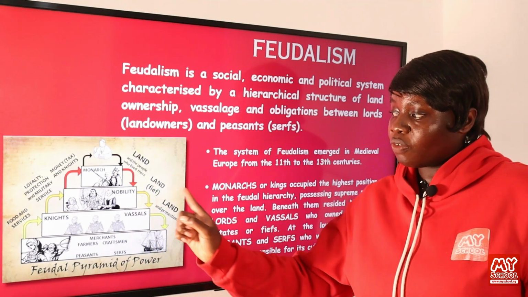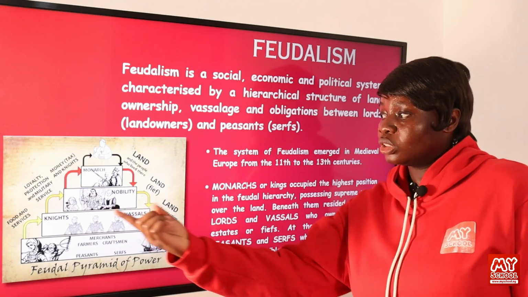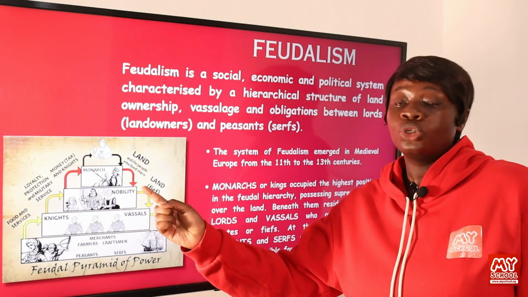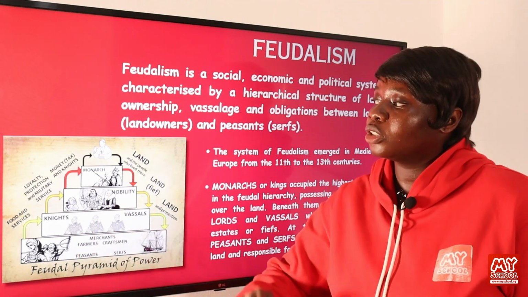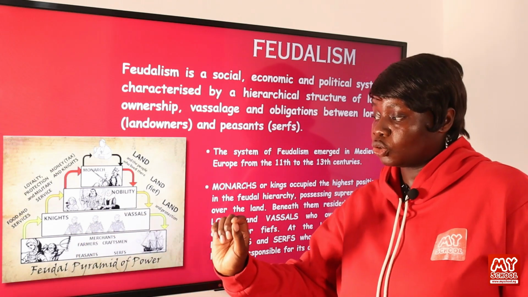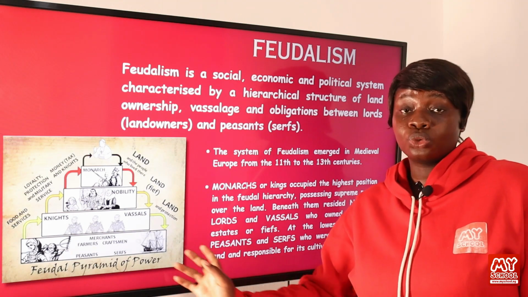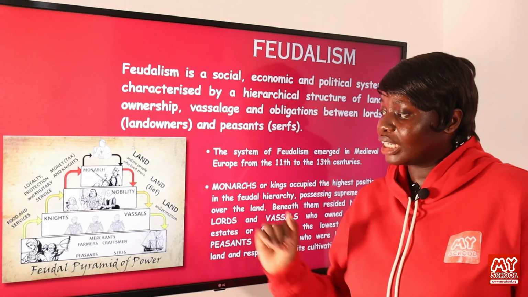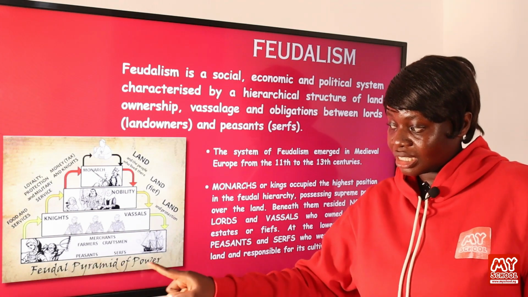The nobility also offers land to those underneath them, which are the knights and the vassals. The knights and the vassals pay respect to the noble men and women. They also offer loyalty, protection, and military service to them. So the knights and the vassals in turn offer land and protection to those that are underneath them. Those are the merchants, the farmers, the craftsmen, and under them are the peasants and the serfs.